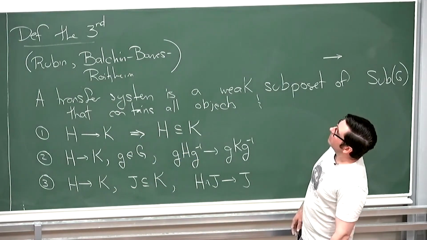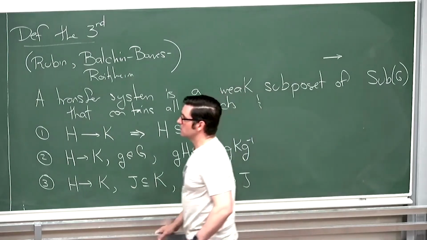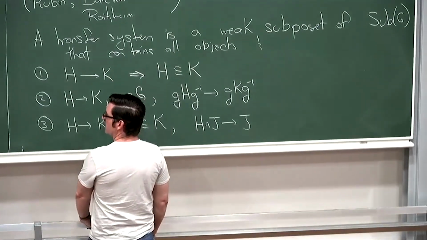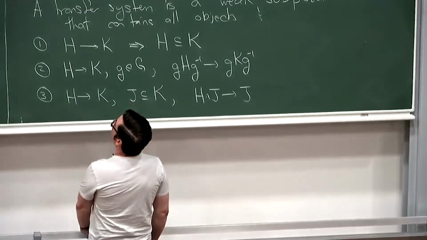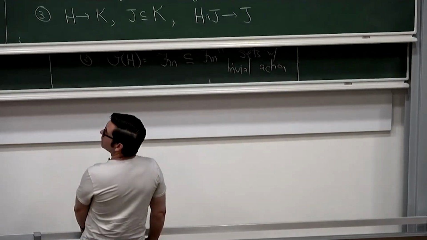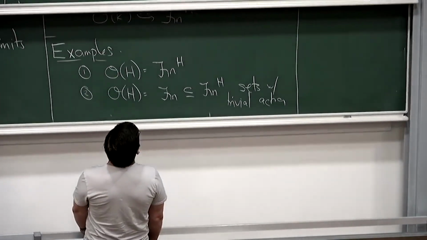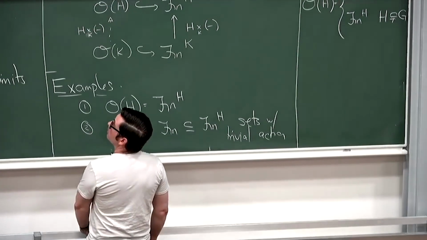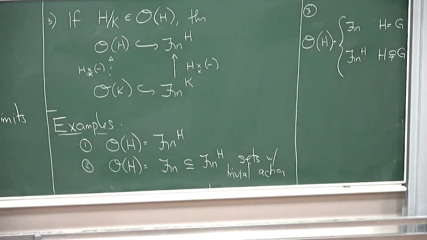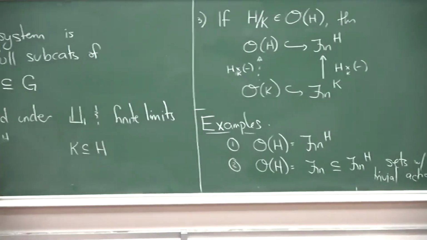So I said I've given three definitions. In fact, these three definitions are all equivalent. And so just choose whichever one you want. The last one, these transfer systems, this is a combinatorial object that sits inside this poset of subgroups of G. Something that I can probably work with pretty easily. So while I'm erasing, any questions?